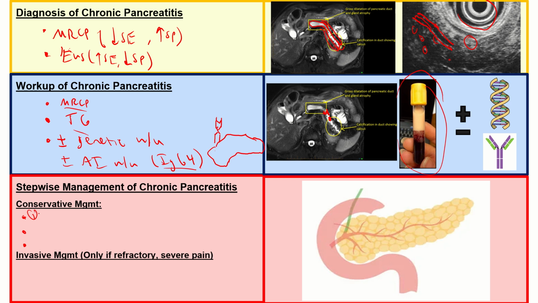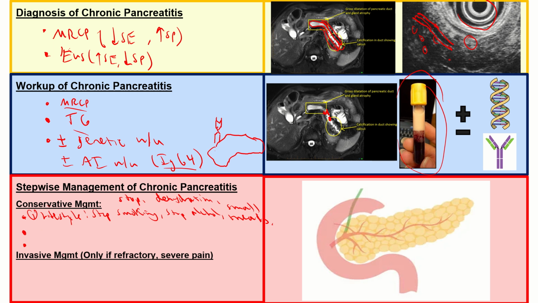So number one, it's going to be lifestyle. So control the risk factors, right? Stop smoking. Stop alcohol. Small meals can be helpful too. Maybe you don't stimulate the pancreas as much with smaller meals, and also ensure that they don't get dehydrated. Dehydration can actually spur pancreatic inflammation and chronic pancreatitis flares as well. So ensure that the patient's hydrated.